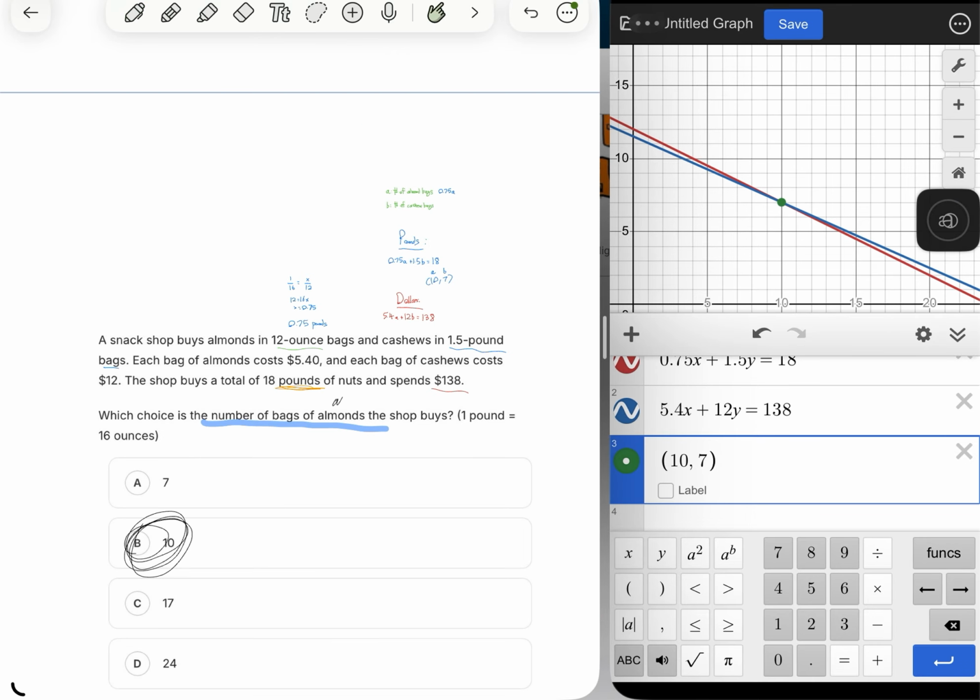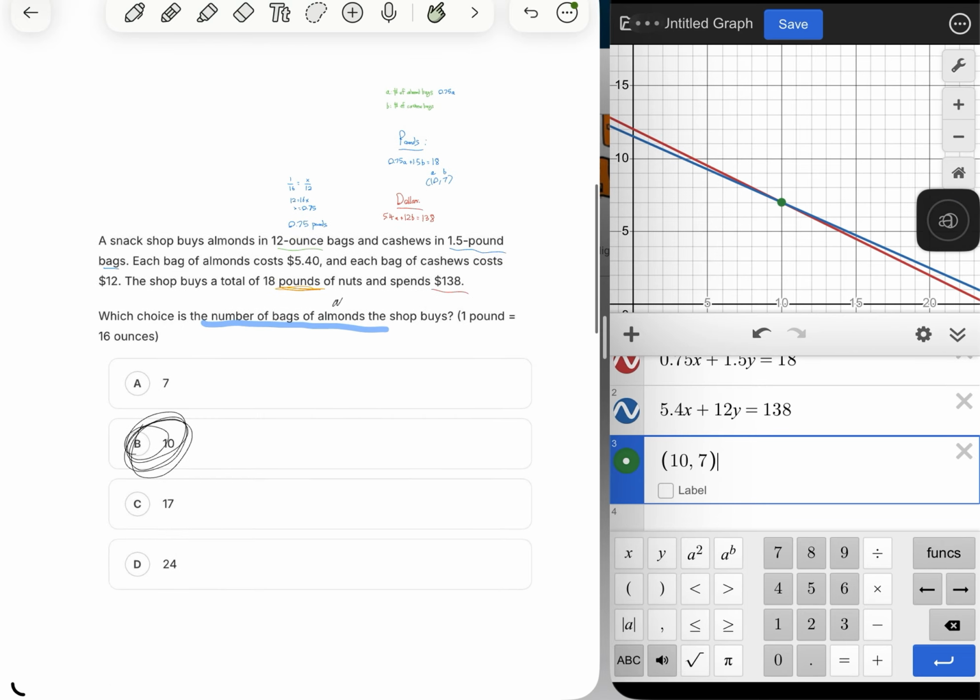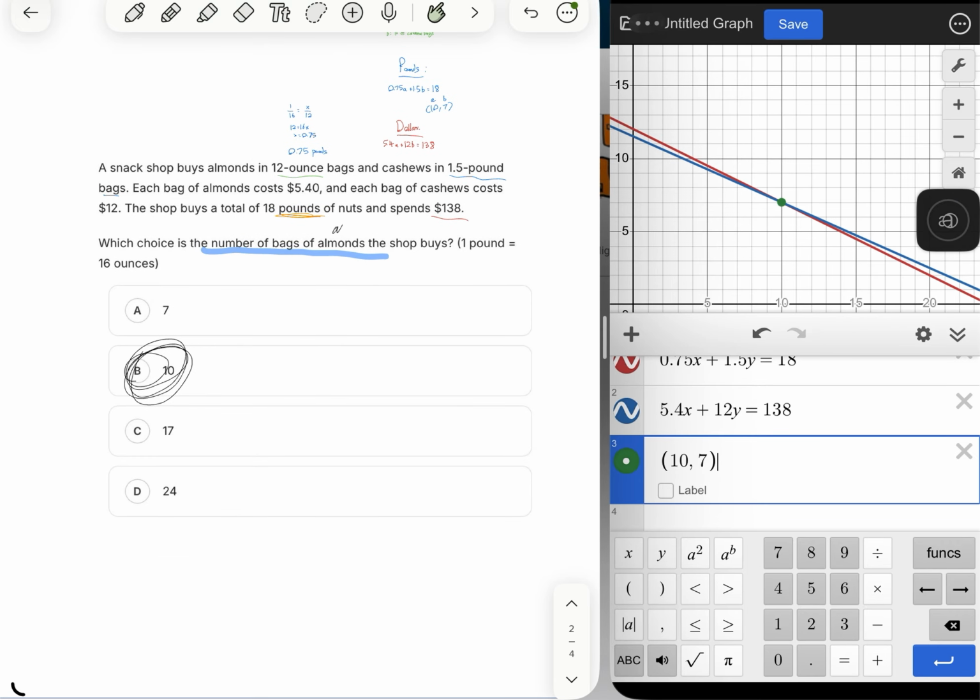So anytime you have these systems of equations with different units, always look at your total so you know what unit to use in the end, what unit is consistent, and set up a system, and that will get you the right answer 100% of the time.